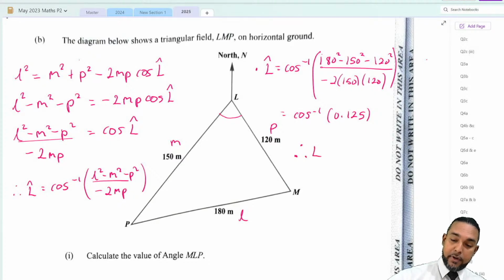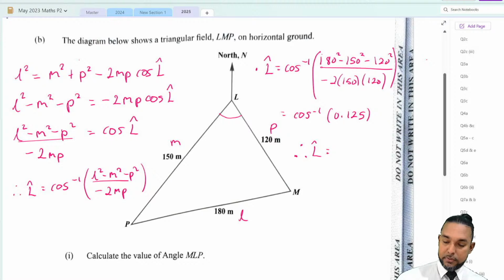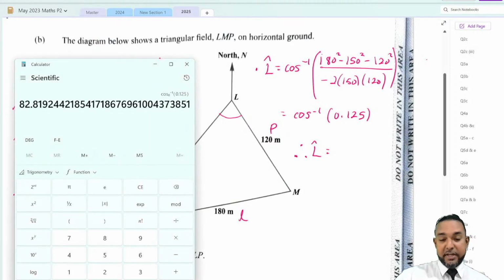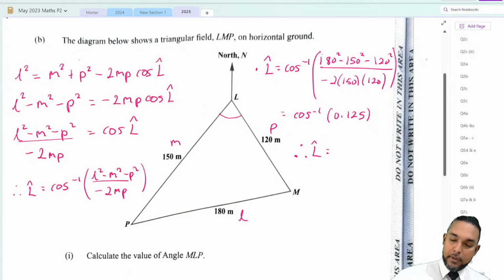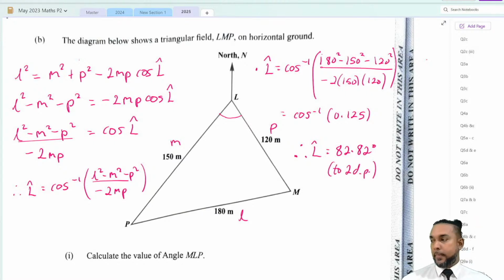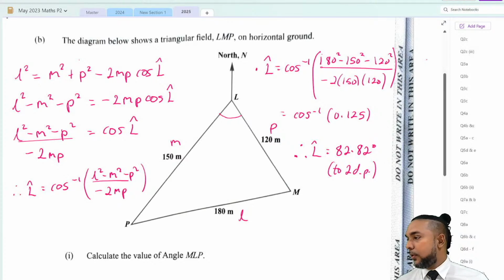All right, so therefore L is equal to, so second function cos inverse, so 82.8 approximately, so 82.82 degrees, correct to 2 decimal places.